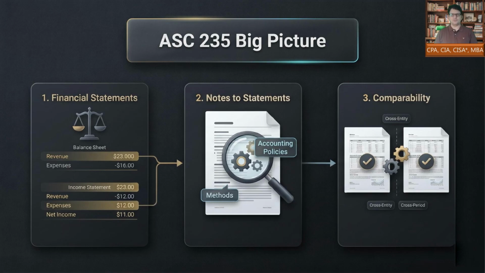In this video, we are starting ASC 235 Notes to Financial Statements. And our focus is simple but very important. Notes explain the choices behind the numbers. The face of the financial statements gives us the numbers, but the notes tell us the accounting methods, assumptions, and policies that shaped those numbers. Without those notes, users may see the result, but they may not understand how that result was created.